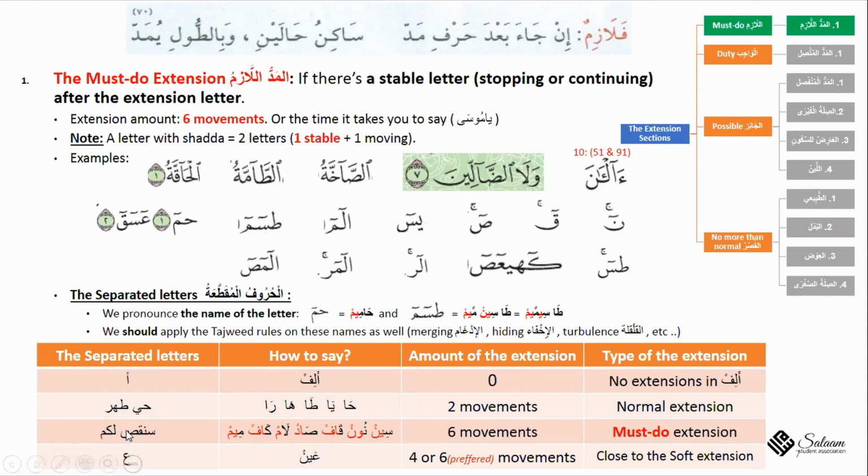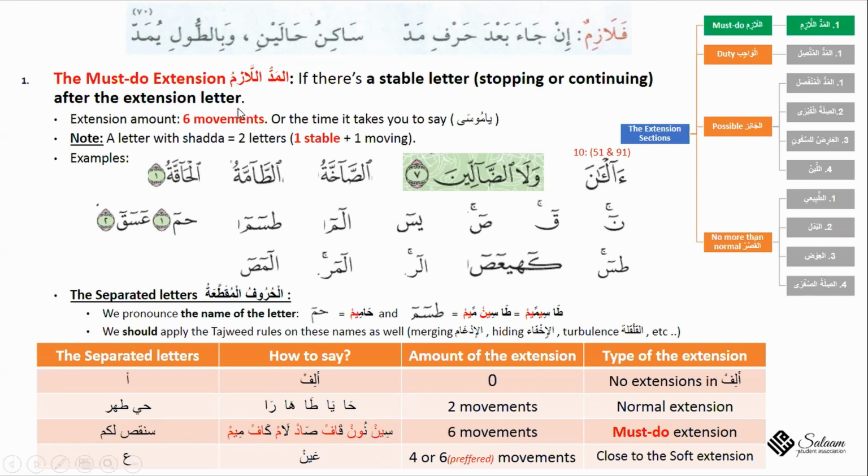Then we come to the third category, which is the letters seen, noon, qaf, sad, lam, kaf, mim. As you can see here, how to say them, in these seven letters you will always find an extension letter, and then what's after is a stable letter. So here, the noon is stable because you say seen. I stopped at the noon. This is a stable letter, and before it, an extension letter. And what happens when you have an extension letter and then a stable letter after?